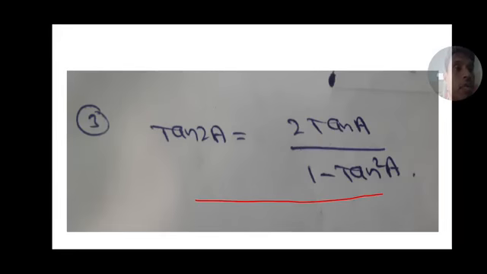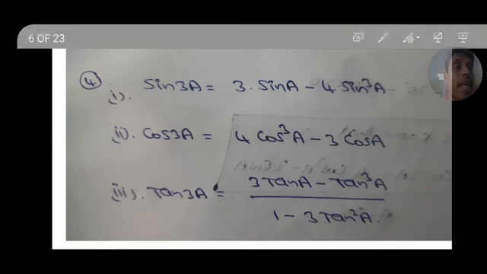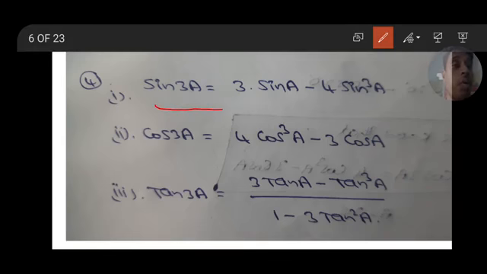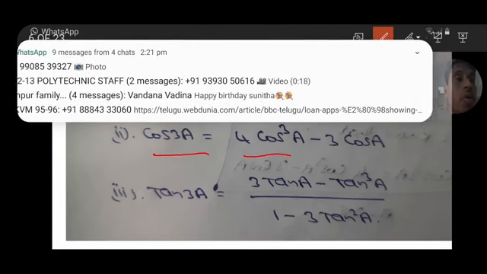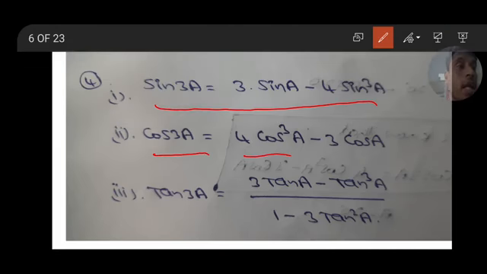Next, the 3A formulas. Sin 3A equals 3 sin A minus 4 sin cube A. Cos 3A equals 4 cos cube A minus 3 cos A.